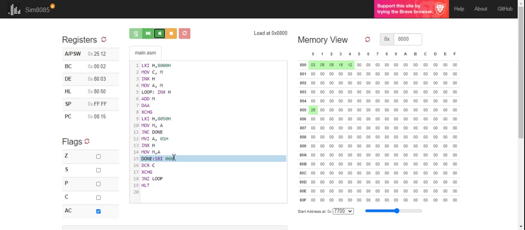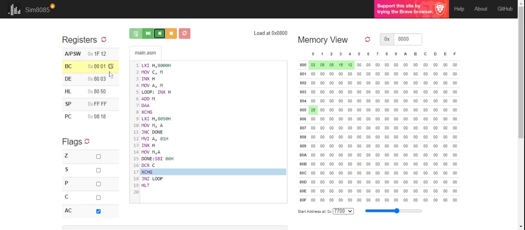Now, 25 minus 6. As I told you, auxiliary carry flag is set over here. So, I subtracted 06 over here. So, 25 minus 6, what is going to happen? It is going to become 1F. Now, I'm going to decrement my C value. 02 is going to be decremented to 1 over here. So, it is decremented to 1.